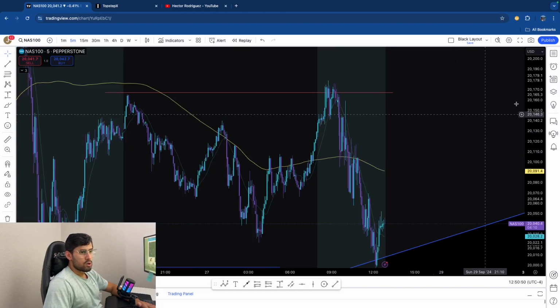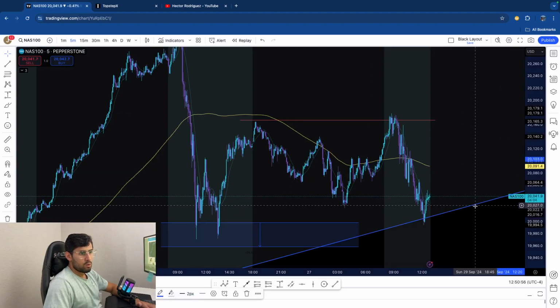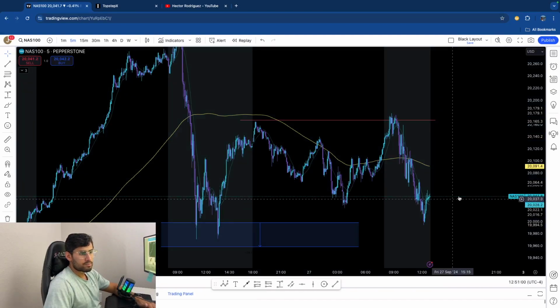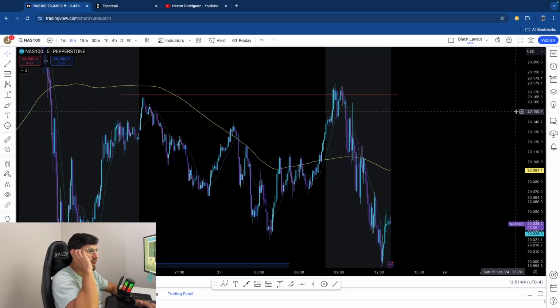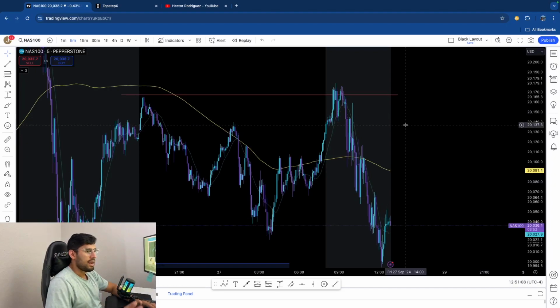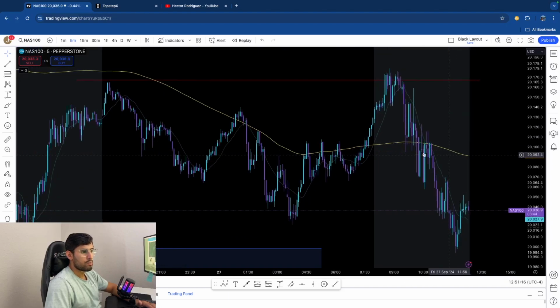So now that we know that we want to go for a buy, let me take this off. We're trading the New York Stock Exchange. That's our kill zone. We're trading from 8 a.m. to 10 a.m. Eastern time, around the New York Stock Exchange and market open.